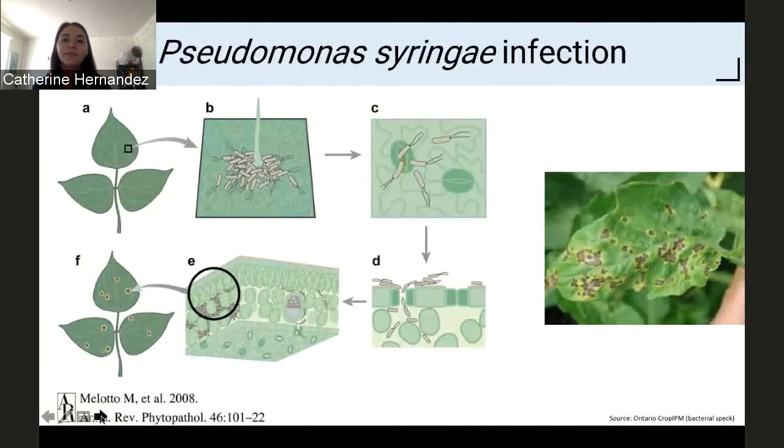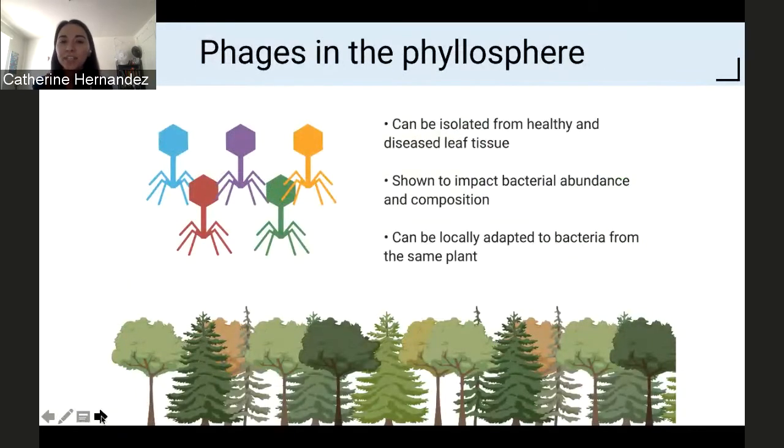And in terms of phages in the phyllosphere, we don't know a ton, but we do know that they can be isolated from both healthy and diseased leaf tissue. And some former work from a graduate student in our lab was shown to impact bacterial abundance and composition in the microbiome. And some former work from my advisor had shown that they can also be locally adapted to bacteria from the same plant. So we think they're playing a role in the microbiome in the phyllosphere.